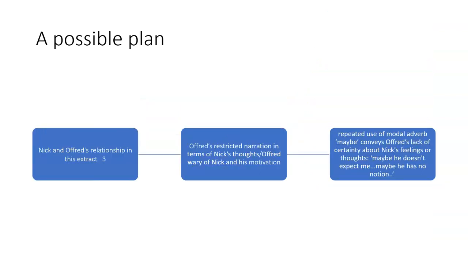Finally, point three, and you only need about 3 decent points that you've expanded on here, is Offred's restricted narration in terms of Nick's thoughts. She doesn't know what's going on in Nick's mind, and she also is very wary of Nick and what's motivating him. She knows what's driving her, but she doesn't know what's driving him. And you've got this repeated use of the modal adverb maybe, conveying this lack of certainty. So you've got quotations again there. So you've got point, quotation, and then you're going to add to that and expand on it, okay?